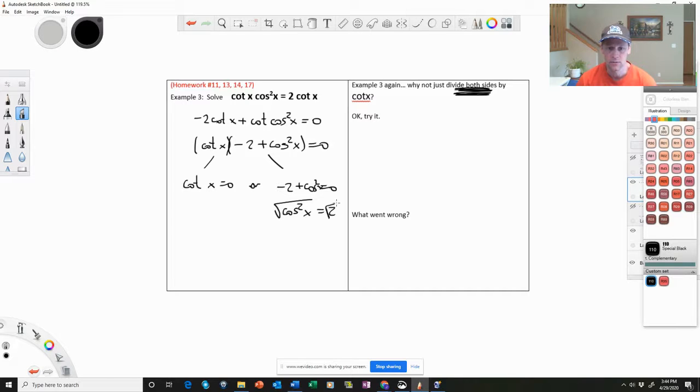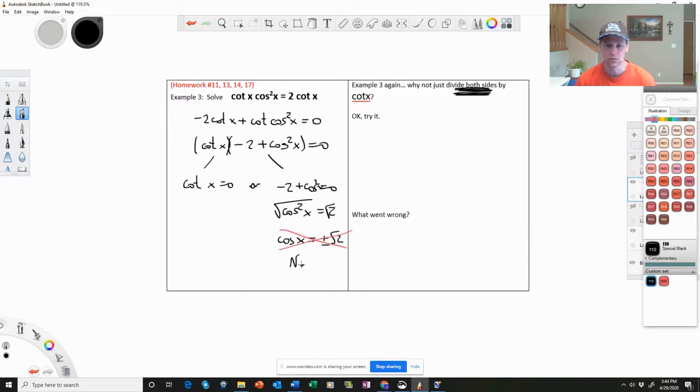And taking the square root, I get that the cosine of x could equal plus or minus the square root of 2. Now the square root of 2 is about 1.4. Can the cosine of an angle equal 1.4? No, the cosine can never be more than 1. So this part here, you're not going to get any solution from that part.